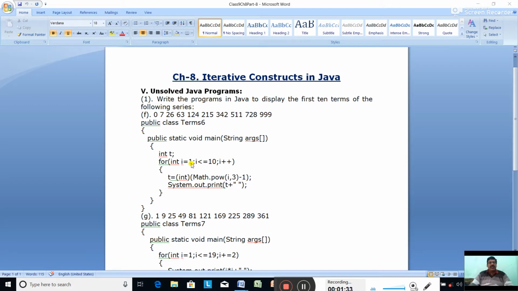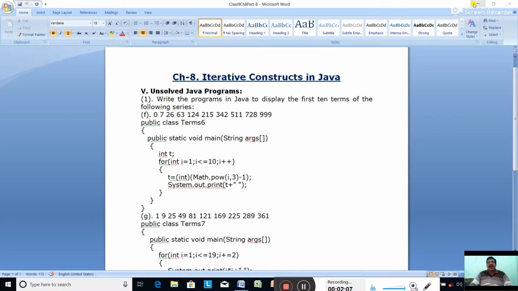The first time the value of i is 1. 1 cube is 1 only, minus 1 is 0. The 0 is printed by System.out.print. Next i will be 2. 2 power 3 is 8.0. The integer part is 8 only. 8 is printed, 8 minus 1, 7 is printed. Next i will be 3. 3 power 3 is 27. 27 minus 1 is 26. The 26 is printed. The next i is 4. 4 power 3 is 64. 64 minus 1, 63 is printed.